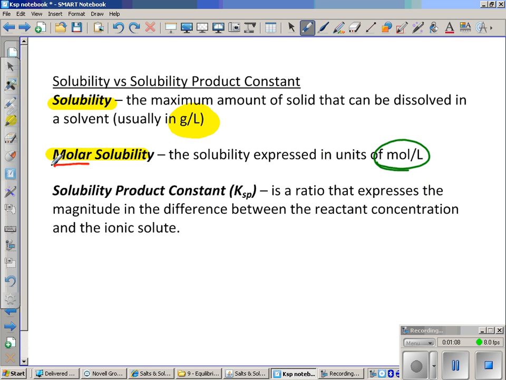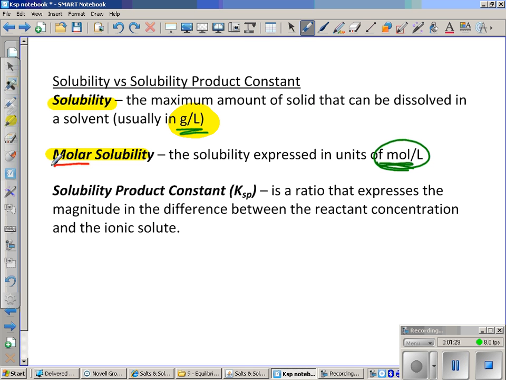So those two terms are going to be used frequently in your notes, and you need to make sure that you're paying attention to whether it says solubility or molar solubility. And again, if you're given units, pay attention to what the units are. Is it grams per liter or moles per liter? Because that is going to be an important aspect.